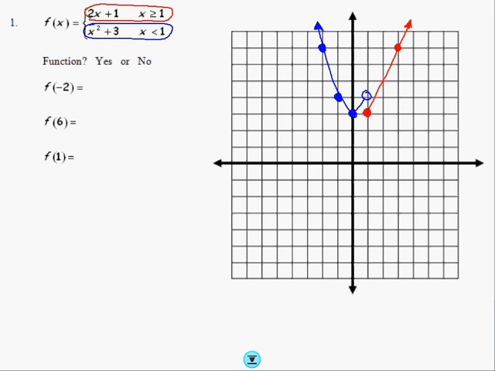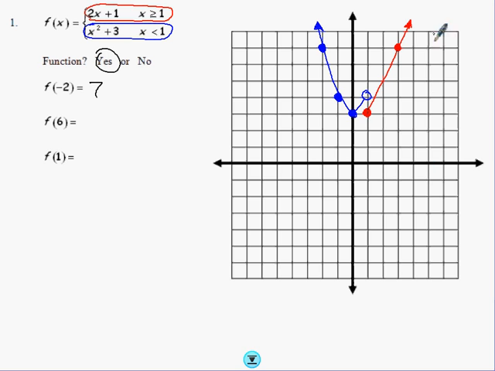Is this a function? Well, it passes the vertical line test, so the answer is yes. They want to know f of negative 2. There's two ways to find this. I can look on the graph, negative 2, y is 7. Or I can use it algebraically. I can use this rule here. Negative 2 is less than 1, so I'm going to plug it in right here. Again, we get 7.